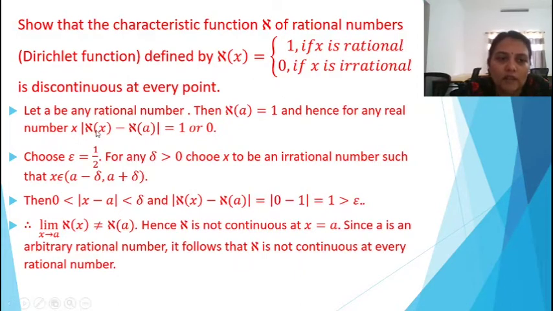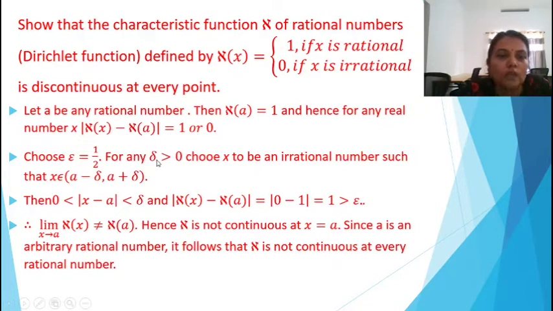If x is rational, chi of a is 1, so 1 minus 1 will be 0. If x is irrational, chi of x will be 0, and 0 minus 1 is 1.